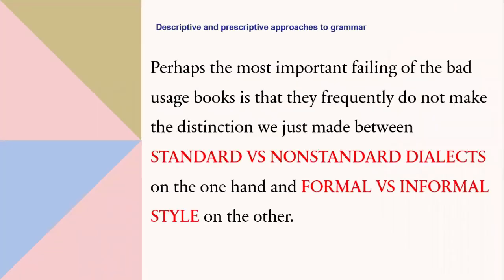Prescriptive books often express strong feelings about bad usage, and they frequently do not make the distinction which we just made between standard and non-standard dialects on the one hand, and formal and informal on the other hand. Prescriptive and descriptive are also connected with standard and non-standard dialects. I already made a video on standard and non-standard dialects and formal and informal in British and American language. So you must watch those videos if you want to go in depth. The videos are already uploaded.